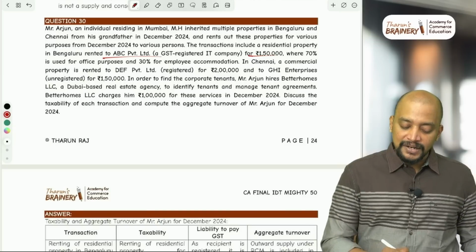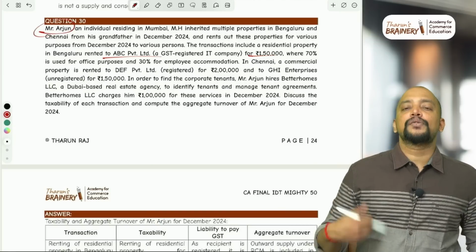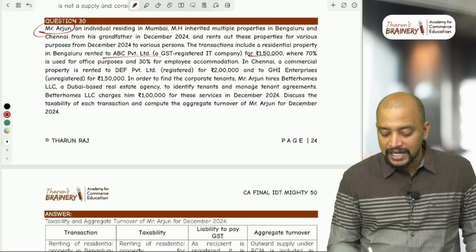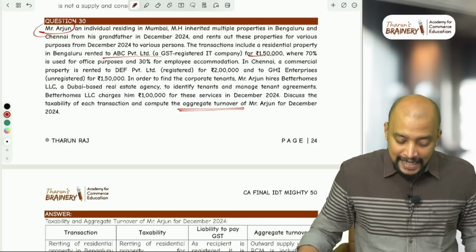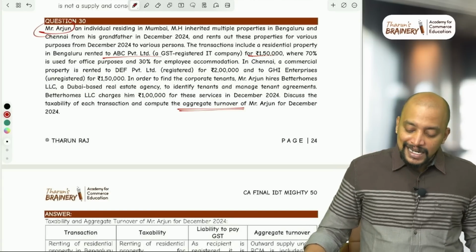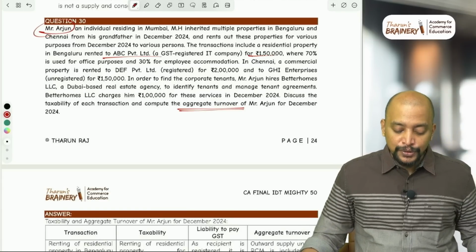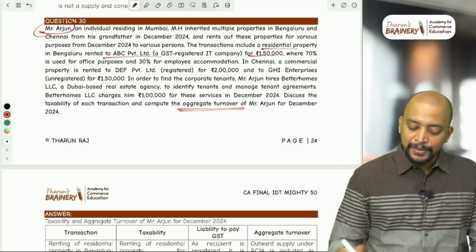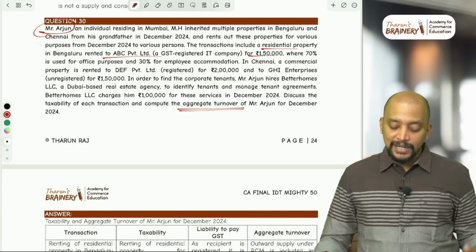So nowhere it is given that Mr. Arjun is registered. So now we need to check whether Arjun is required to register or not, because they are also asking us to compute the aggregate turnover. So first, because he inherited these properties, the transactions include a residential property in Bengaluru rented to a GST registered company. Renting of residential property to a registered person will come under RCM.